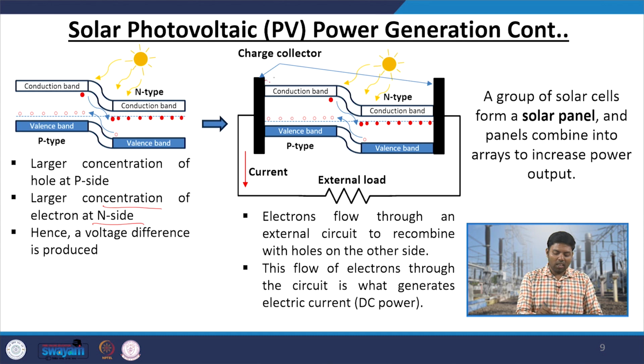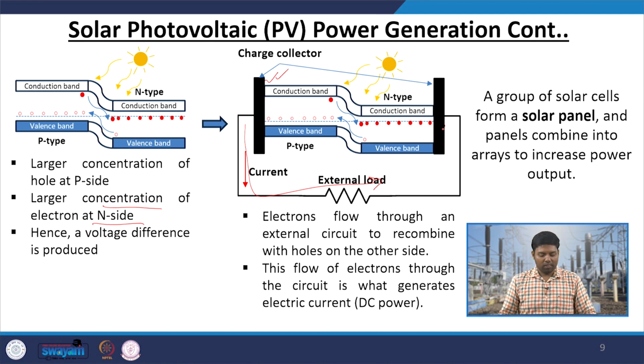And if you add a charge collector and connect that circuit through an external electrical load, then you will get a flow of current, and you will generate a DC power, because always the flow of holes is to this side and the flow of electrons is at this side. You have no other options. It is not even happening that sometimes it is going from this side to this side and sometimes from the opposite side. It is never going to happen. So, that means you have a unidirectional flow of current.